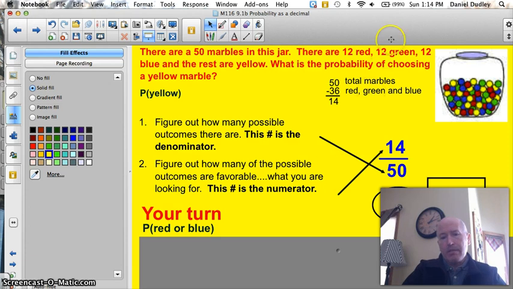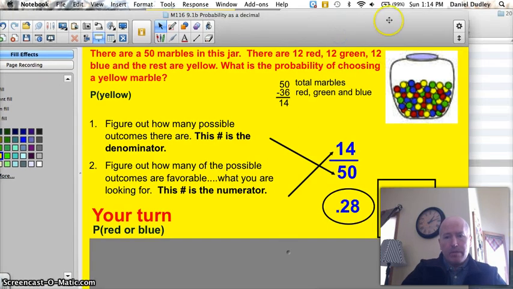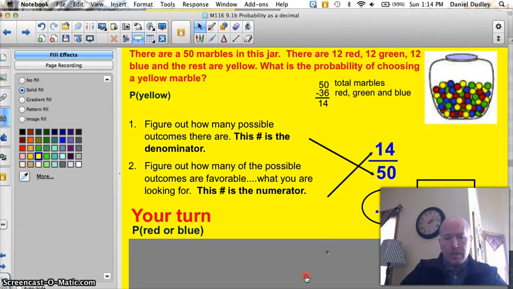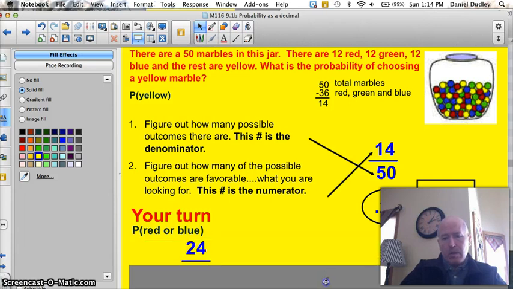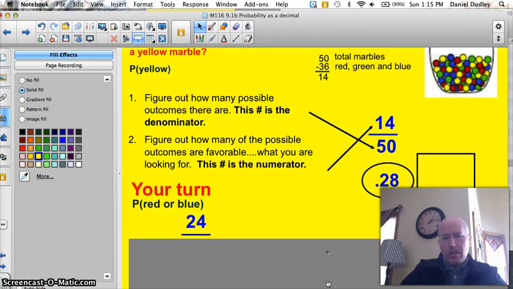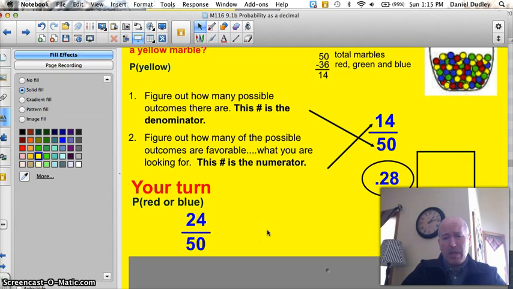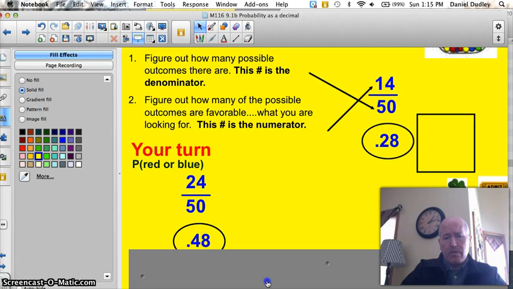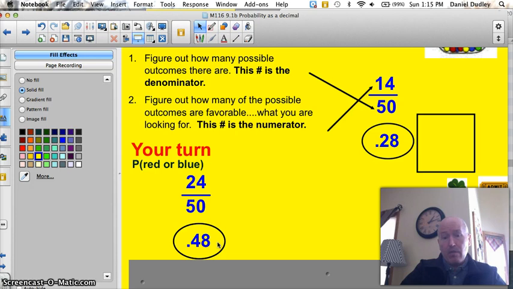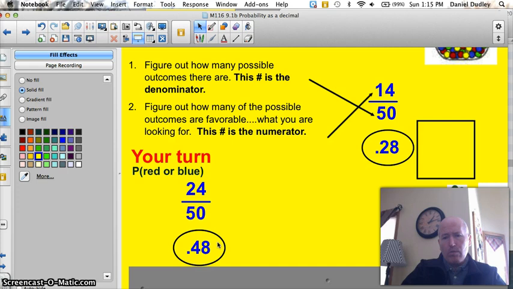Let's see how you did. Got to scroll down a little bit. Well, there are 12 of each of that color, 12 red and 12 blue, so there's a total of 24 out of possible 50 different marbles. So 24 out of 50, but that's not your answer. If you divide 24 divided by 50, you are going to get 0.48. So you have a 0.48 chance of drawing out a red or a blue marble.